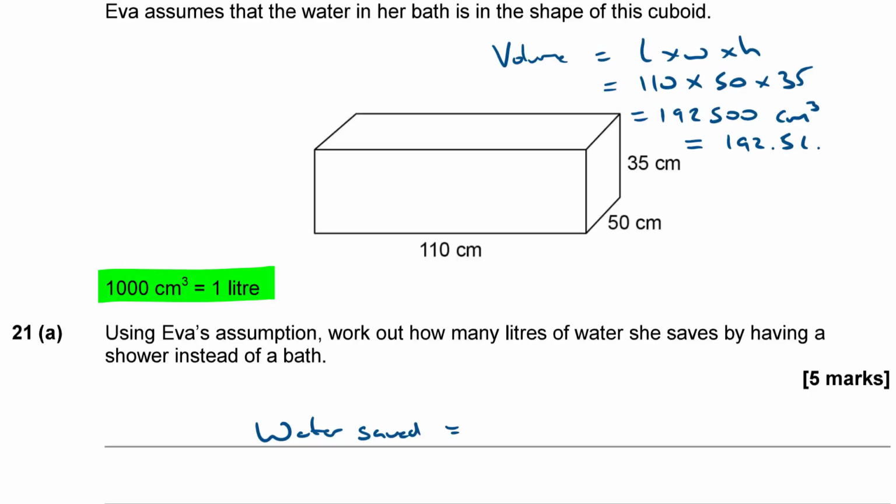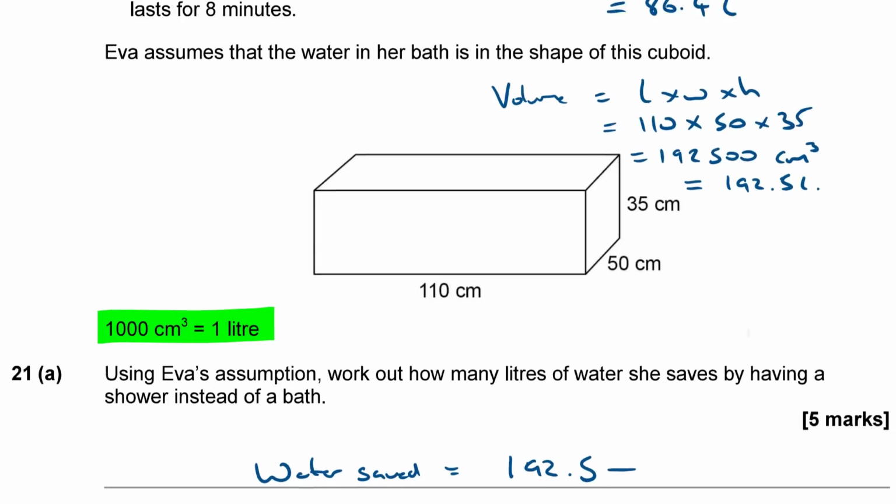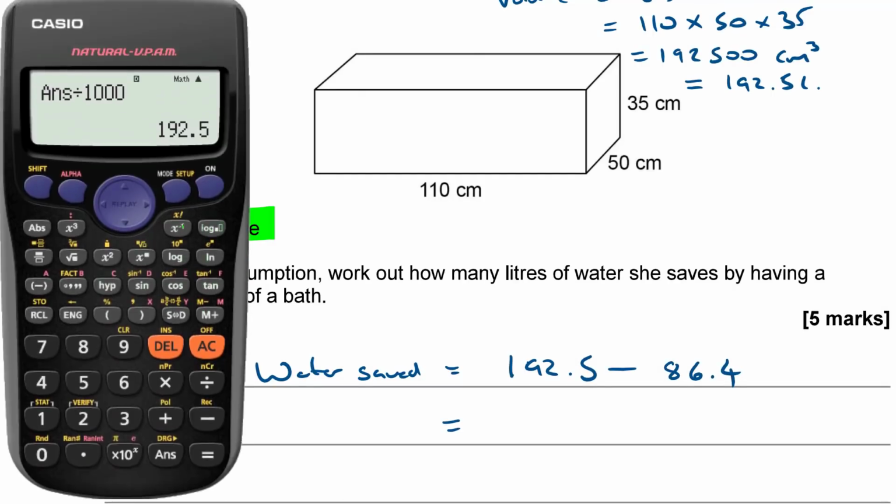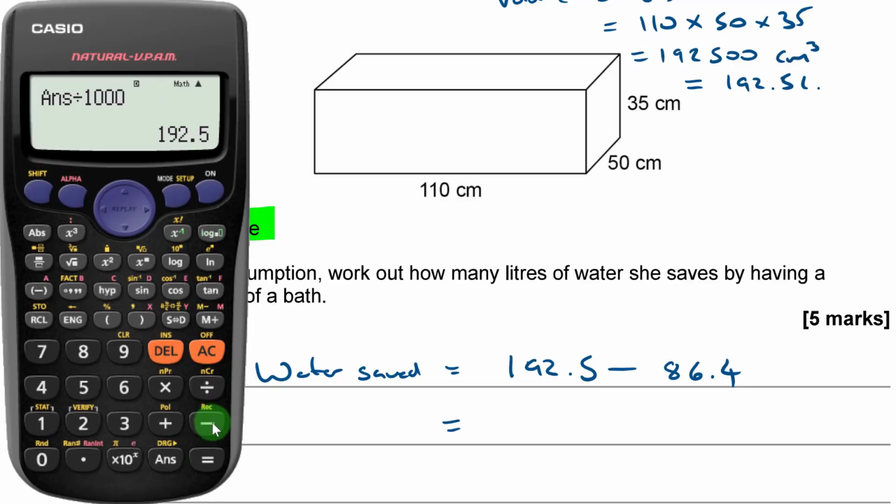is going to be the difference between those two then, isn't it? It's going to be 192.5, the amount she's had in the bath, less 86.4. Subtract 86.4. So again, reaching for the calculator, 192.5 minus 86.4. That gives me a total saving of 106.1 litres, which is quite significant, isn't it?